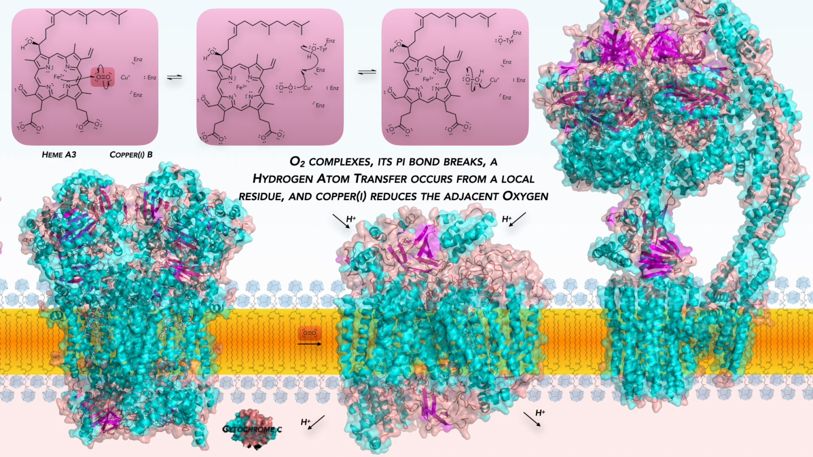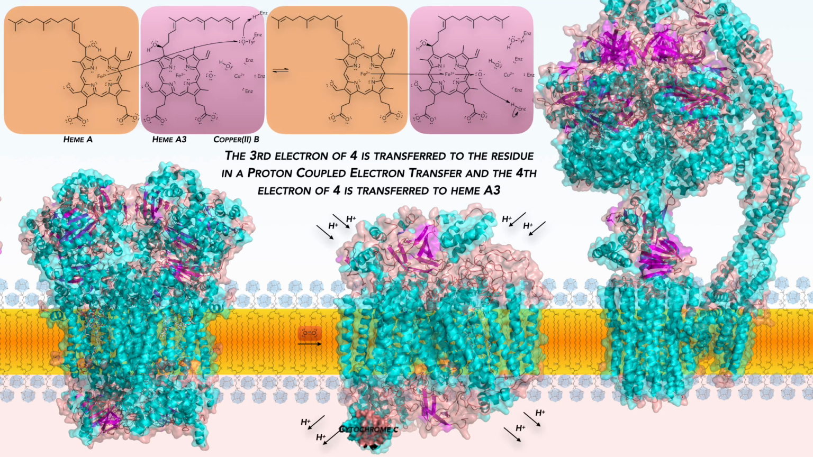Once sufficient reducing power has accumulated, molecular oxygen binds between heme A3 and copper B. A nearby tyrosine residue donates a hydrogen atom, while electron density weakens and ultimately cleaves the oxygen-oxygen bond. The remaining two electrons complete reduction of the oxygen intermediates. Each electron transfer continues to be associated with one additional proton pumped across the membrane.